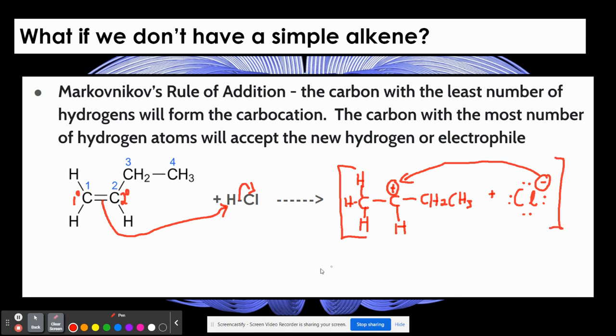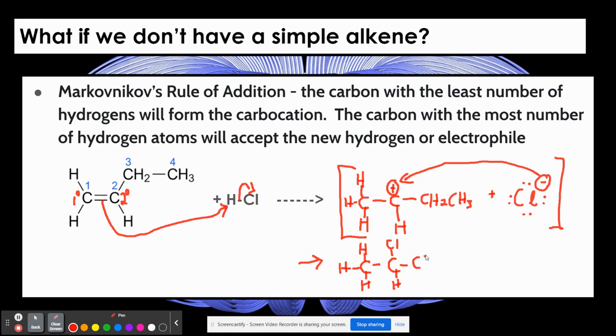And so I'm going to make 2-chlorobutane. Cannot make 1-chlorobutane because the chlorine will not attach to a primary carbon, because that carbon's not going to form a stable carbocation. So that is what you're going to form.